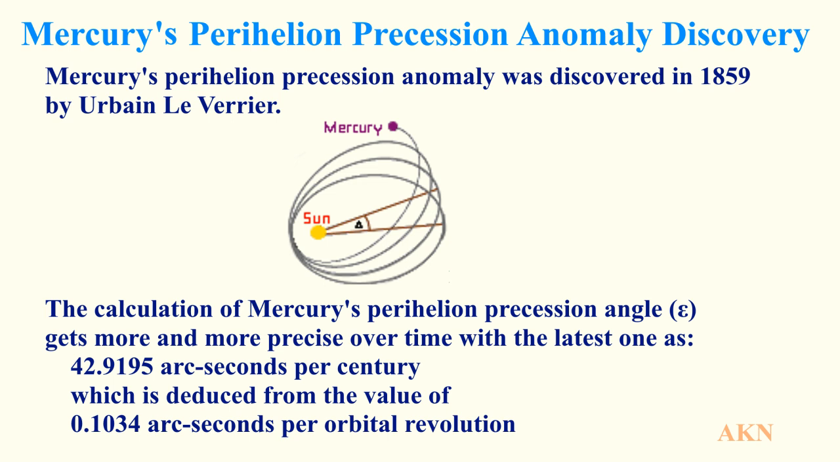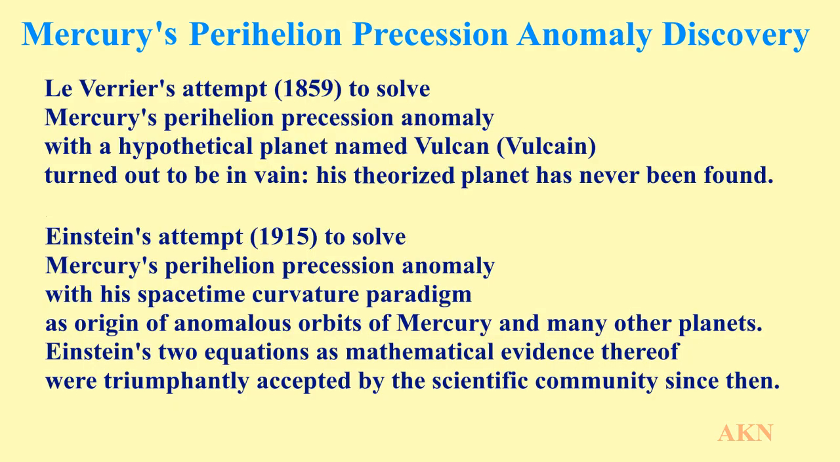This value is easier to remember than the more meaningful value of 0.1024 arcseconds per orbital revolution. In 1859, Le Verrier made an attempt to solve Mercury's perihelion precession anomaly with a hypothetical planet named Vulcan, but his attempt turned out to be in vain because his theorized planet has never been found.